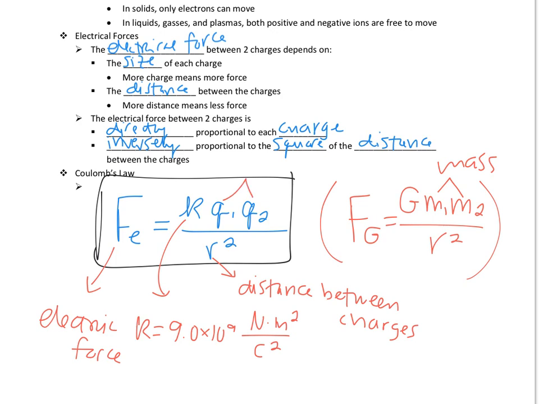And the Q1 and Q2 are each charge. So this equation works exactly like the force of gravitational attraction. It's known as Coulomb's Law, and it tells you the amount of electric force between any two charges. So it's an inverse square law because the farther away the charges are, the less electric force. So just think the closer together, the more attraction or repelling they're going to have.